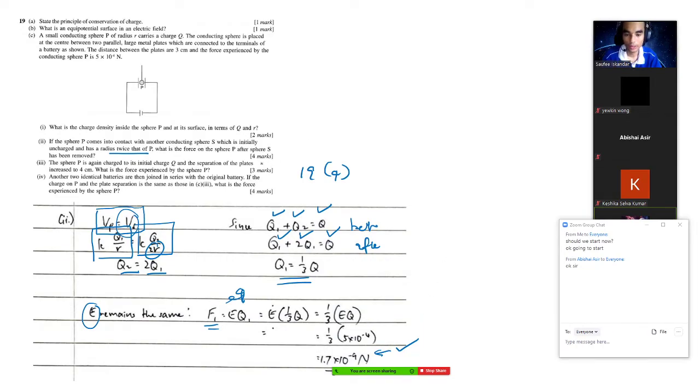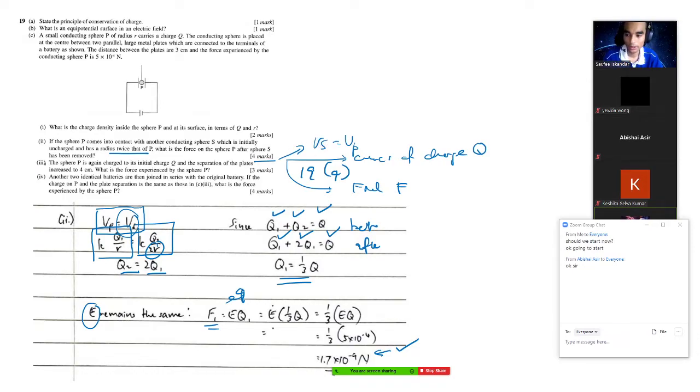So this is why you have 4 marks. First of all, you have to start with VS equals to VP, and then from there you have to use conservation of charge Q, and from then you have to find the F. So that's why we have 4 marks for that question.